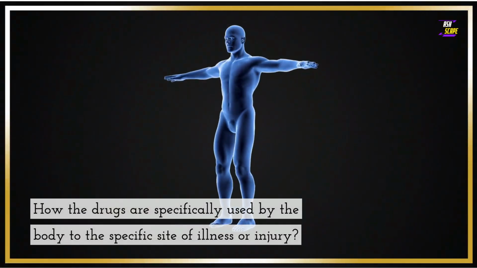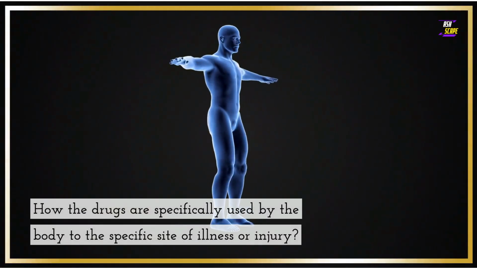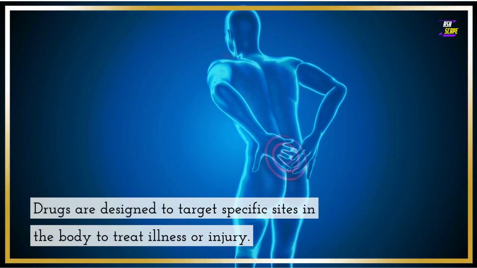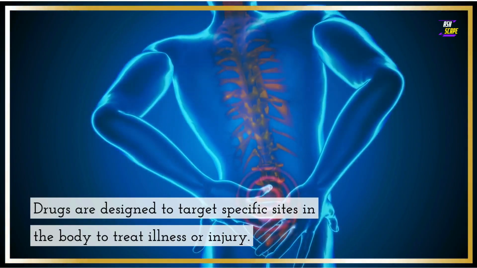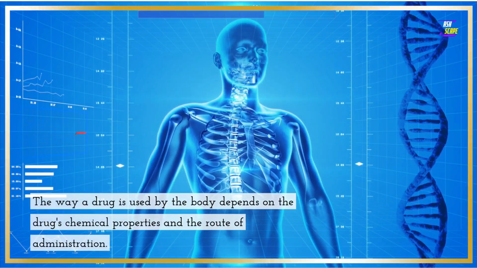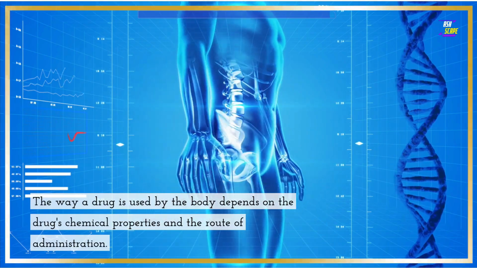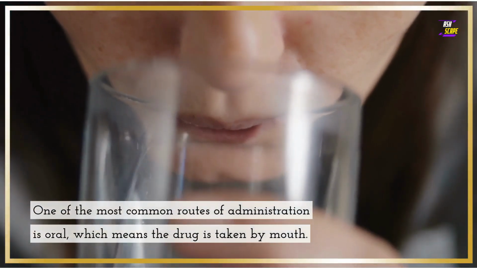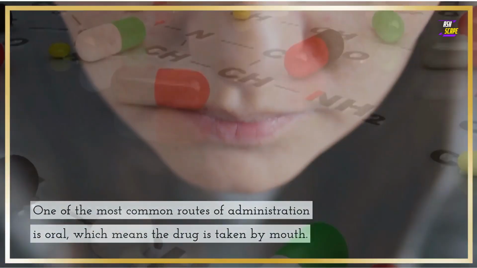How the drugs are specifically used by the body to the specific site of illness or injury. Drugs are designed to target specific sites in the body to treat illness or injury. The way a drug is used by the body depends on the drug's chemical properties and the route of administration.